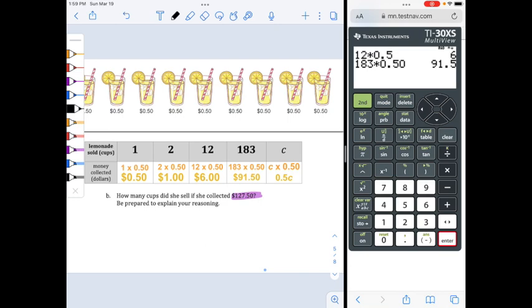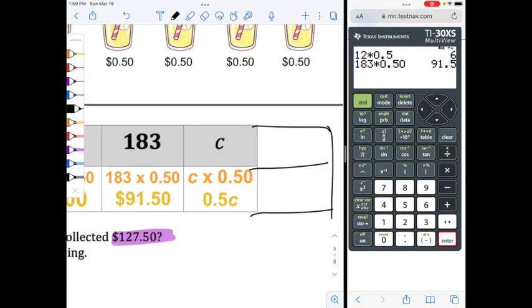So I want you to draw an extra row, 2 extra rows, so an extra column, and $127.50 goes on the top. Oh, no, it doesn't go on the top. It goes on the bottom.